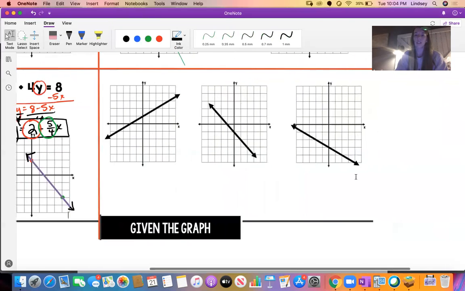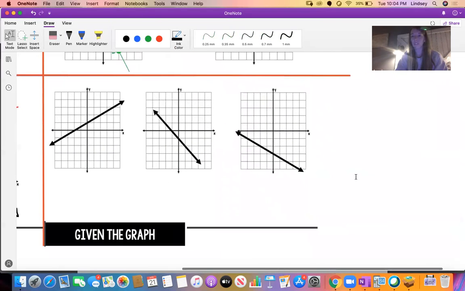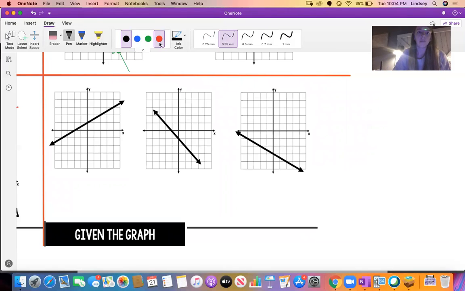All right. And the last way is if you're just given the graph. So this is where you really have to know what you're doing with the line. The two things you need to put it in slope-intercept form are the slope, which is m, and the y-intercept, which is b. Well, the easiest point to find is the y-intercept because you just see where the graph is crossing through the y-axis. So that point is going right there. It's going through positive 1.